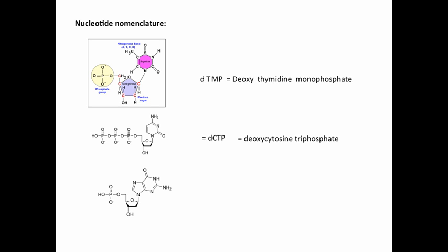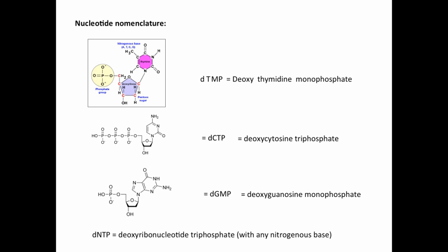So, looking at some other structures, here we have a cytidine attached to a deoxyribose sugar and 3 phosphates. So this is dCTP for deoxycytosine triphosphate. dGMP would be deoxyguanosine monophosphate. Also note that the general abbreviation for any deoxynucleoside triphosphate is dNTP. So a DNA molecule is made by linking dNTPs together in condensation reaction after condensation reaction.